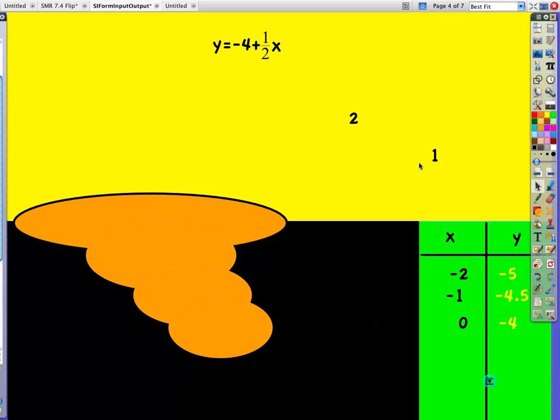All right? Then I go with 1. 1 times 1/2 is 1/2. -4 plus 1/2 is -3.5. And then you put 2 in for x. 2 times 1/2 is 1. 1 plus -4 is -3. And there you have your table.